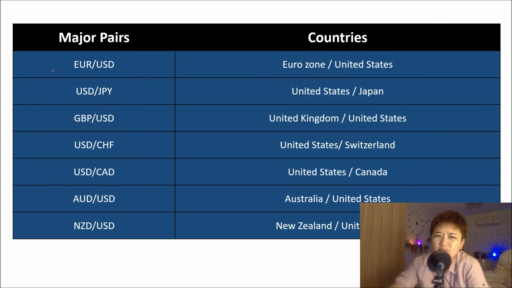And don't start with all the pairs on day one, because just like when you pick a boyfriend and girlfriend, you cannot date 10 people and then after that you pick one to marry.